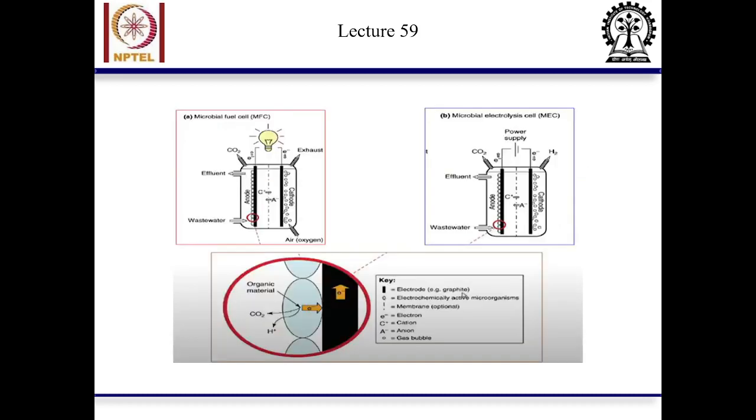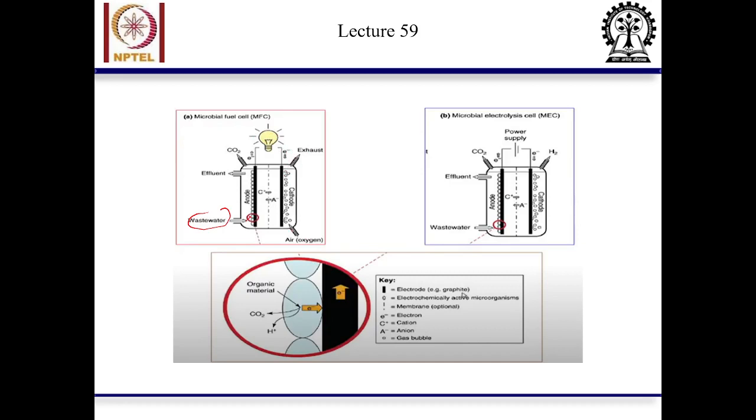So I will show you what is happening in the microbial fuel cell and electrolysis. First, the wastewater we are supplying to the anode. So what is happening here? Wastewater is basically generating electron, CO2 and proton. The electron travels through the external circuit, lights the bulb, and comes to the cathode.